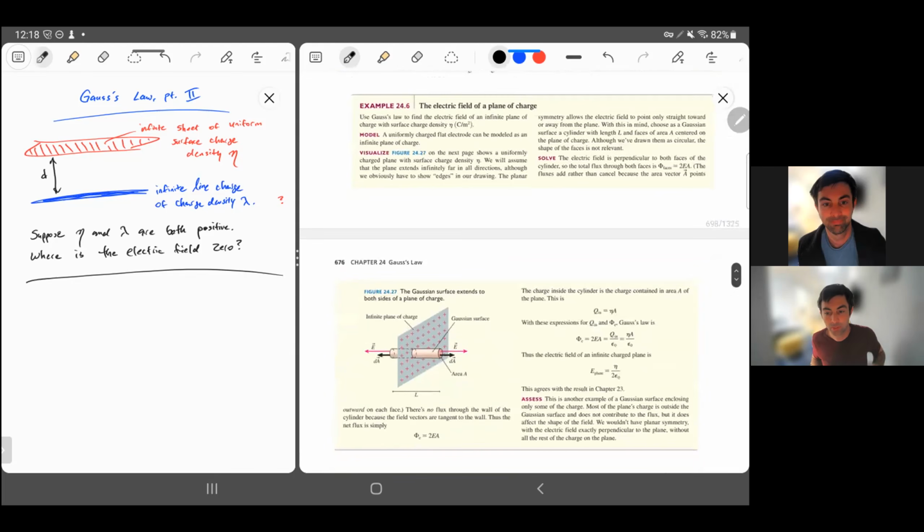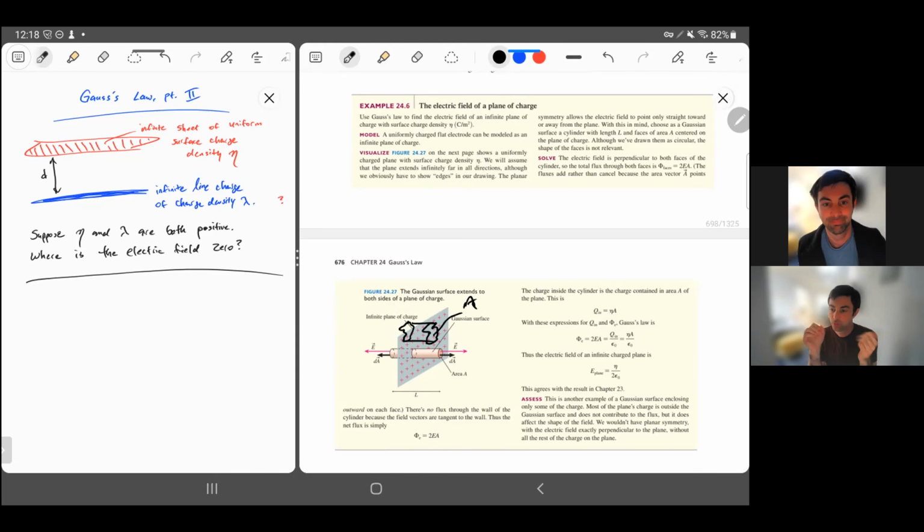The last type of symmetry is a plane of charge. For this, you're going to choose a Gaussian surface that, here they chose a cylinder, but it doesn't actually have to be a cylinder. Some books call this a Gaussian pillbox. This could have any funky shape. It has to be the same funky shape on both sides, but it's sort of straddling the surface. The surface is piercing through your funky shape. So your surface has area A.